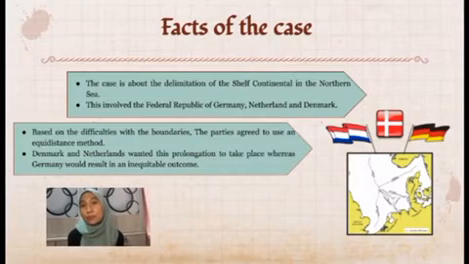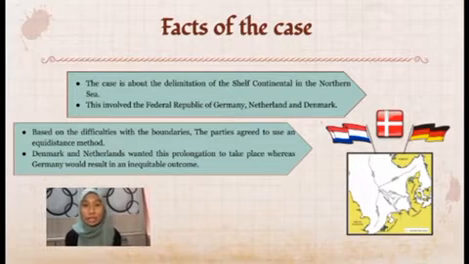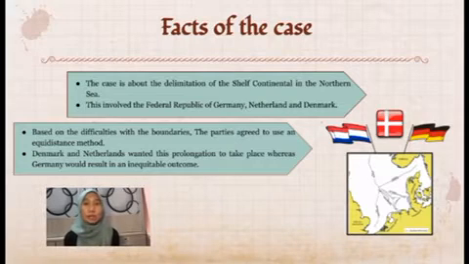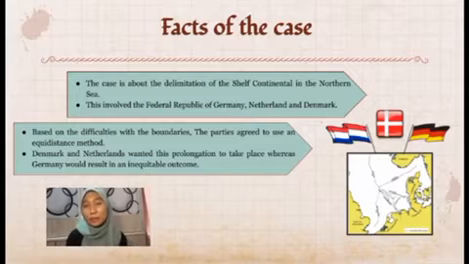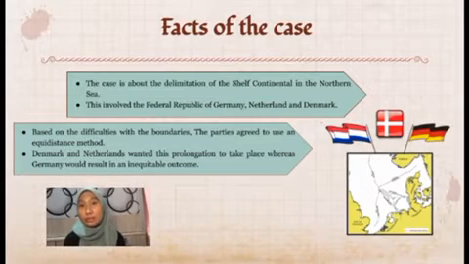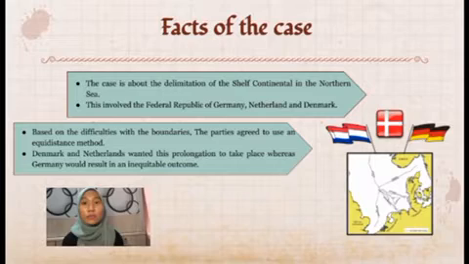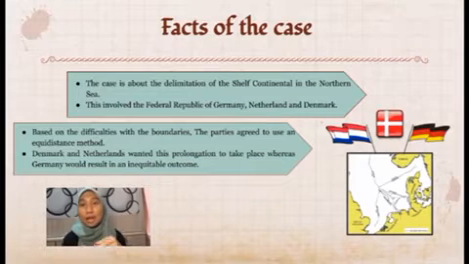Basically, the case is about the delimitation of the North Sea that involved three countries: the Netherlands, Denmark, and Germany. The states found difficulties in making an agreement to delimit the boundaries. To settle this matter, the states officially used the equidistance method, which would not result in an equitable outcome for Germany.